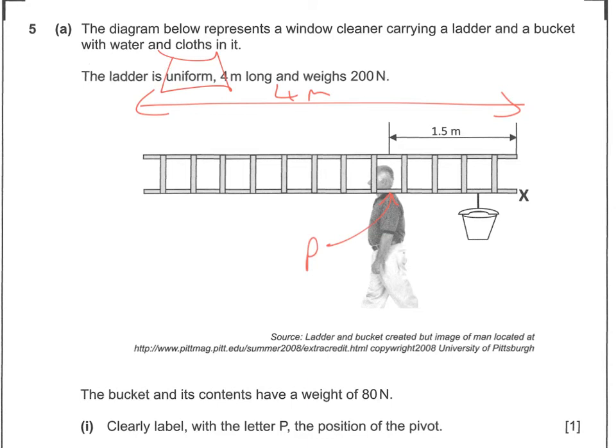So if we count how many holes we've got here: 1, 2, 3, 4, 5, 6, 7, 8, 9, 10, 11. Okay, so 11 means that there'll be 5 of these either side, and there'll be 1 in the middle. 1, 2, 3, 4, 5. So the centre of gravity will be in this middle one here, and that's where we should be writing our G.